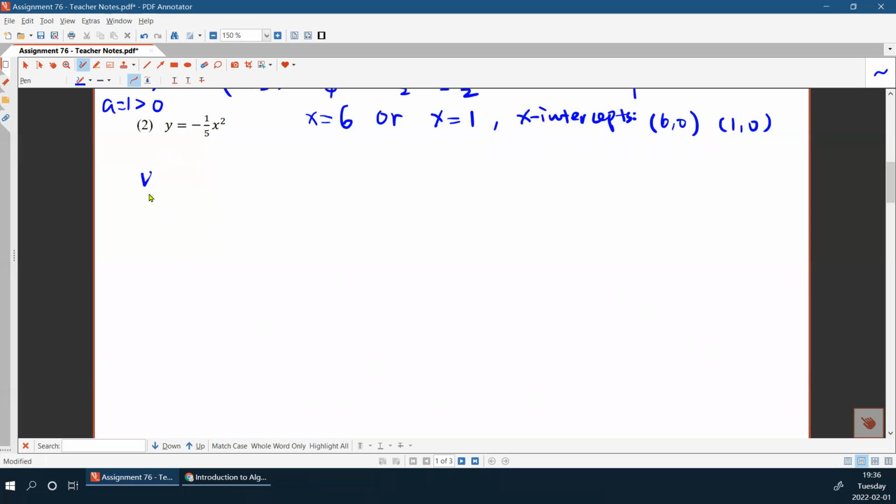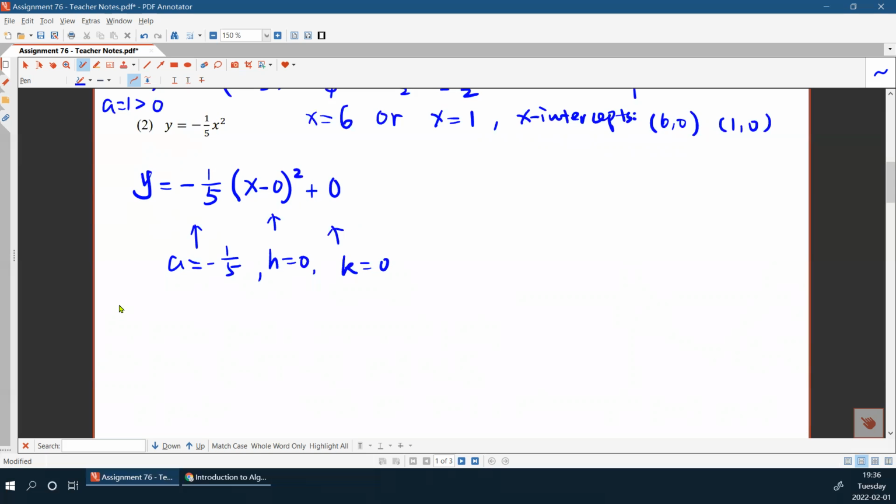Okay, next question. You can rewrite this function to y equals -1/5 times x minus 0 squared, right? And plus 0. And this is already in a vertex form, right? So here a is -1/5 and h is 0. And k here is 0, right? Therefore, first of all, we have found the coordinates of the vertex, which is 0, 0.